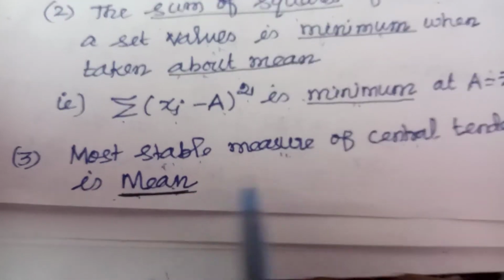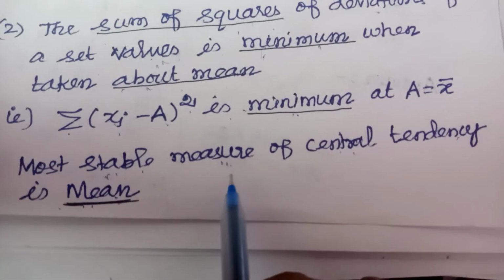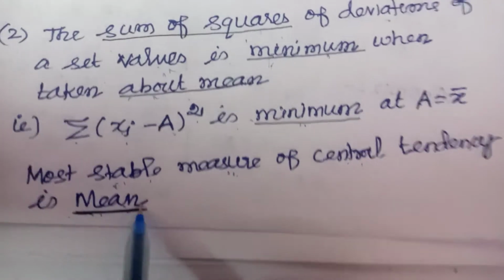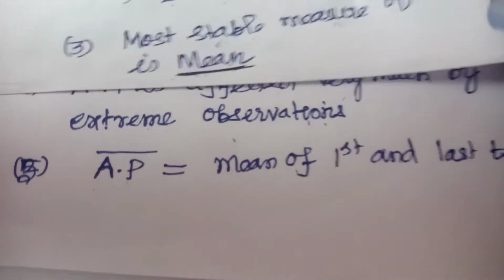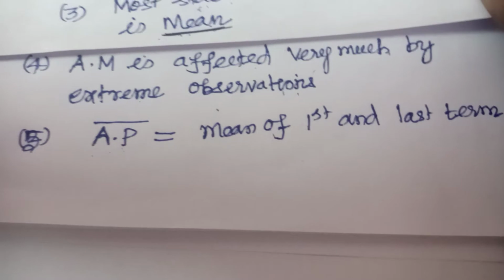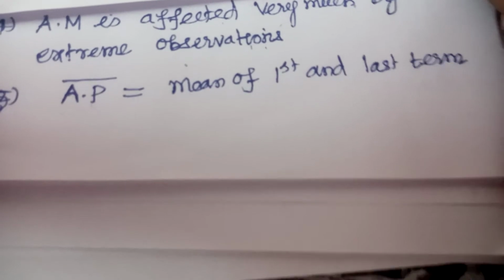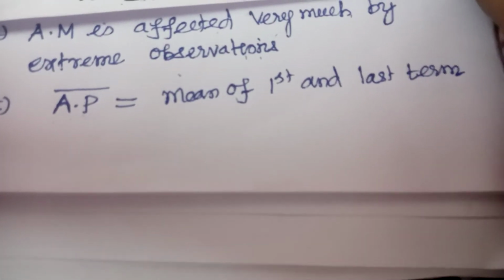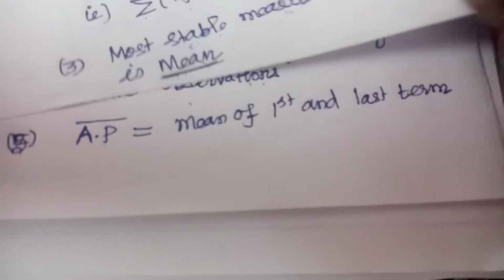Third property: the most stable measure of central tendency is the mean. Fourth one: arithmetic mean is affected very much by extreme observations. Fifth one: the mean of an arithmetic progression is equal to the mean of the first and last term. That's all. These are the properties of arithmetic mean.